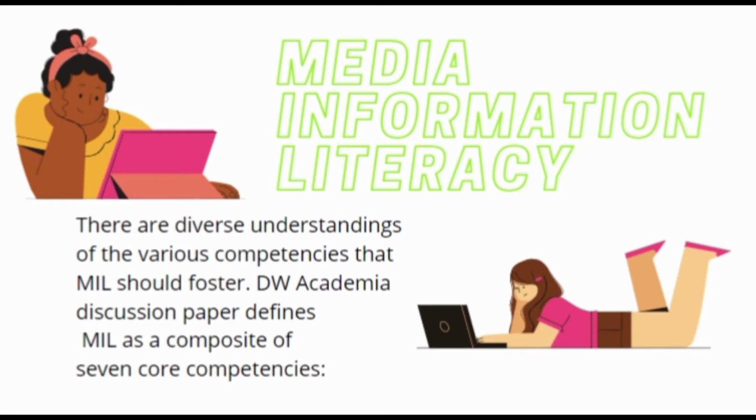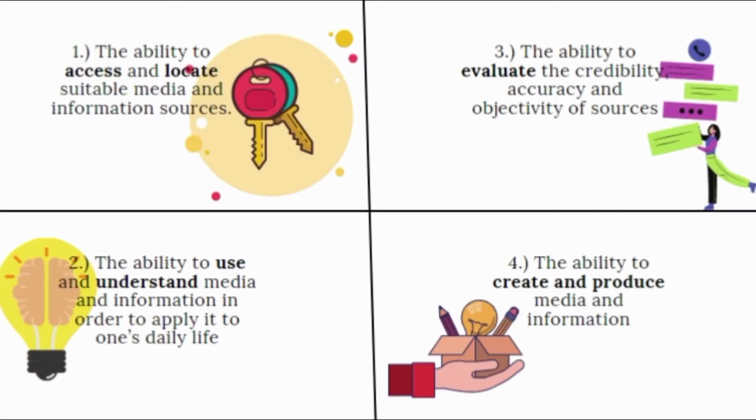There are diverse understandings of the various competencies that MIL should foster. DW Academy's discussion paper defines MIL as a composite of 7 core competencies. Media and information literacy offers you the chance to be more adept and skillful in creating, producing, and sharing information and media messages. To be more literate in media information, we have to master the 7 core competencies.